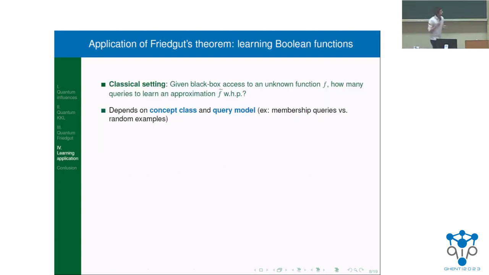So in the remaining part of the talk, I want to explain how one can now use this quantum Friedgut theorem to devise efficient learning algorithms. And I would like to first start with the classical setting.